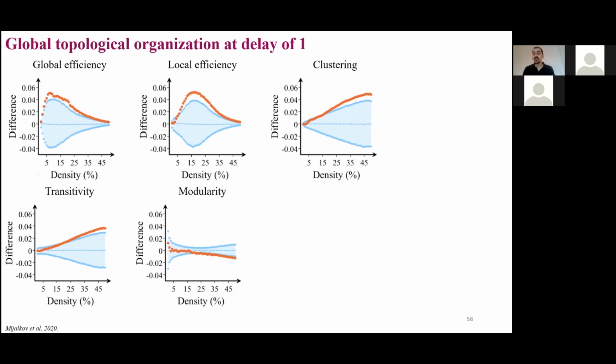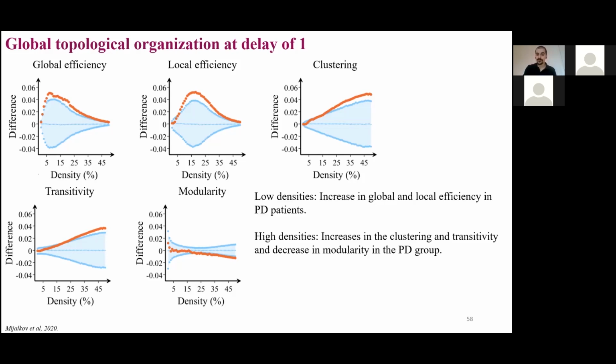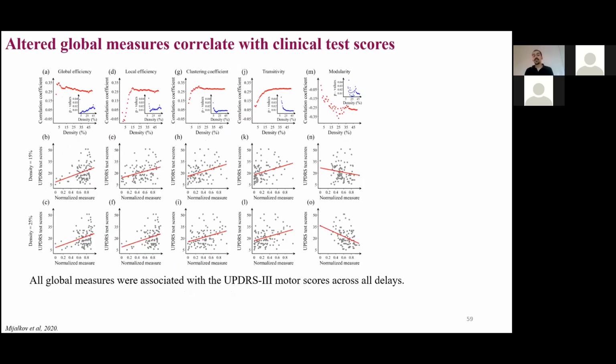And you see similar results in a sense that the functional connectome of the PD patients tends to be disrupted. So therefore, the global efficiency and the global specialization, the need for specialization in PD patients, is actually diminished in that case. And similar results were obtained at all delays that we considered, although I show here only the delay 1.